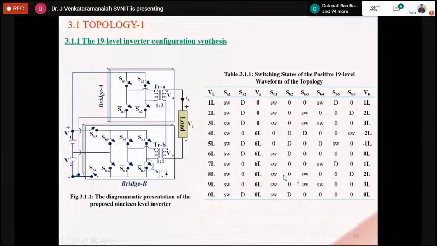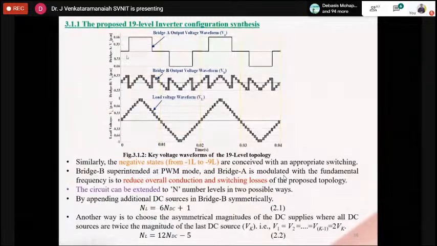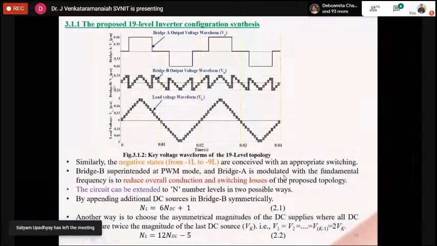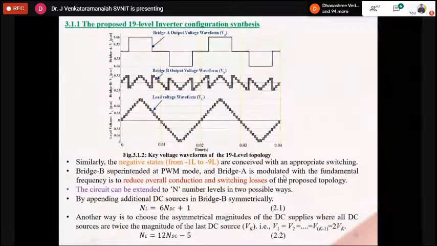Now this is the complete output waveform for each bridge. This is bridge A, which gives a quasi-square waveform, in per unit values, and this is bridge B, which is a PWM waveform. When you combine both at the secondary side of the transformer, you will get a 19 level output waveform, which is PWM.